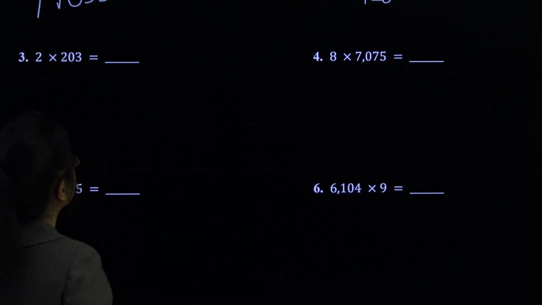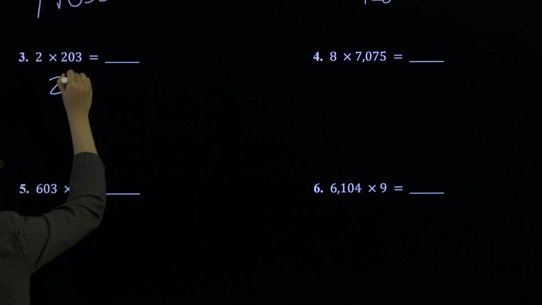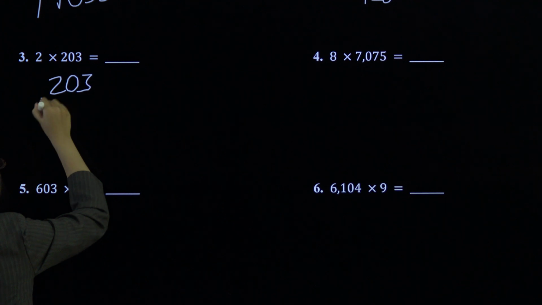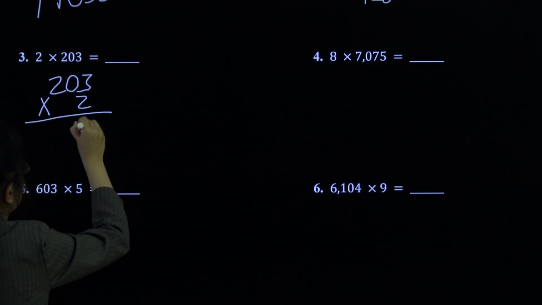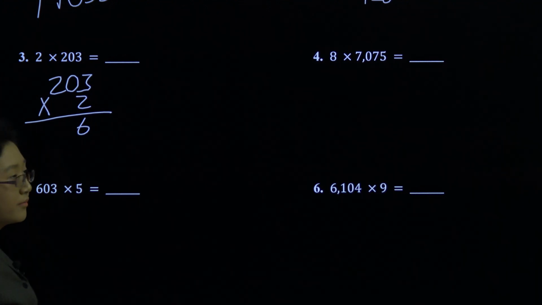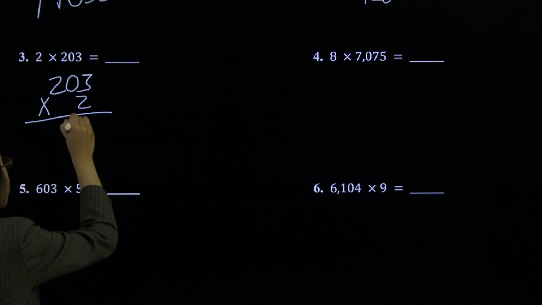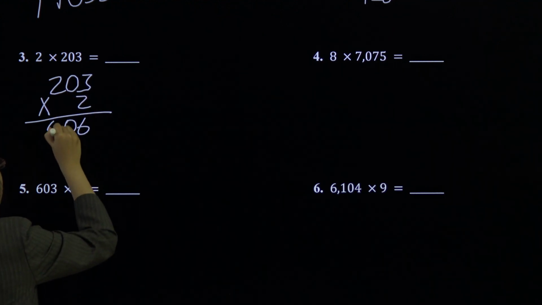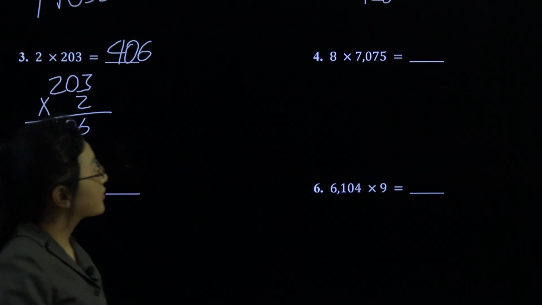What about here? 2 times 203. 2 times 3, 6. 2 times 0, well, 0. And there's nothing regrouped, so it's just 0. 2 times 2, 4. You get 406.